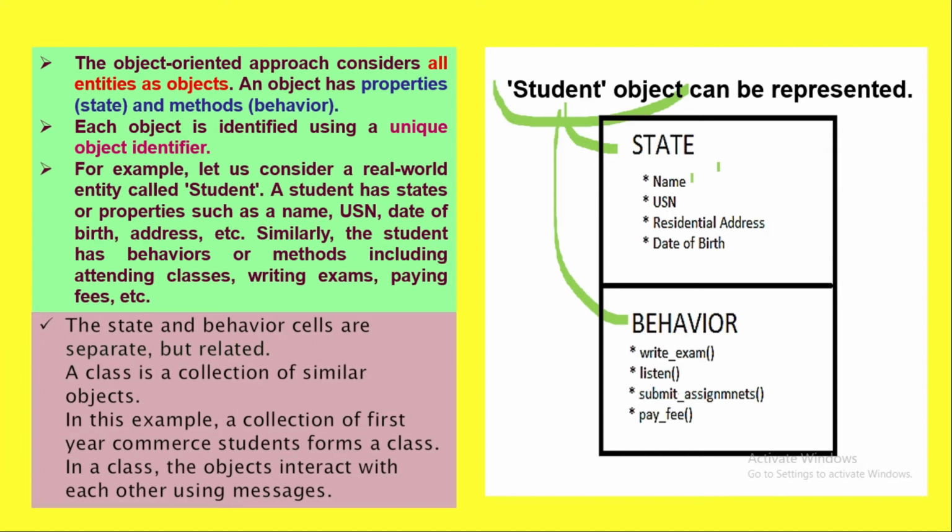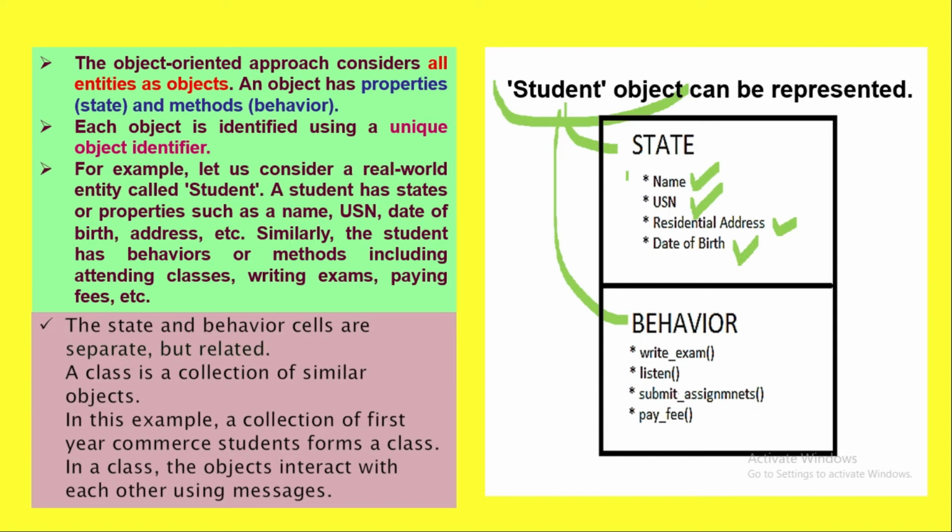जैसे कि student का नाम, student का unique student number, right? Student का residential address, student का date of birth. Similarly, there can be more attributes also, like student का phone number, student के father का नाम, student mother name and so on. Behavior, which represents the functions, methods or procedures which will operate on this particular data. For example, you can have a method write exam, listen, submit assignments, pay fee. Now let's correlate this with one object.